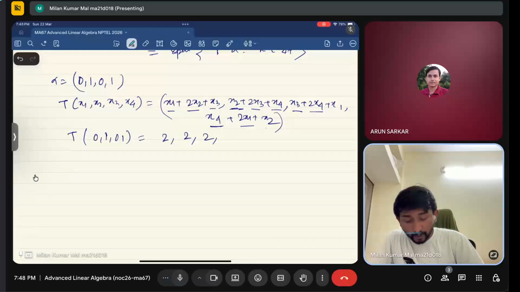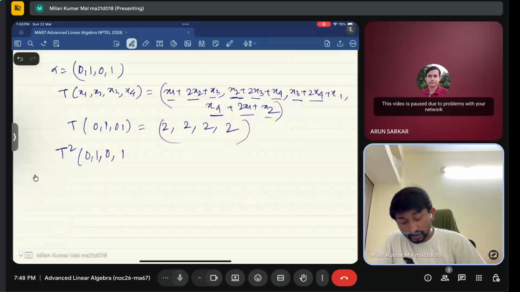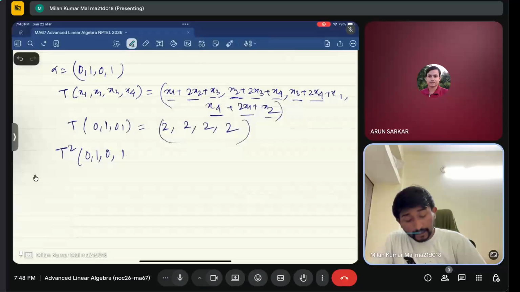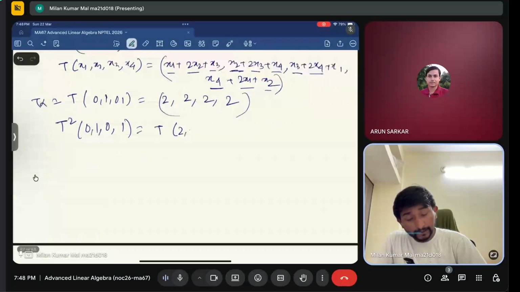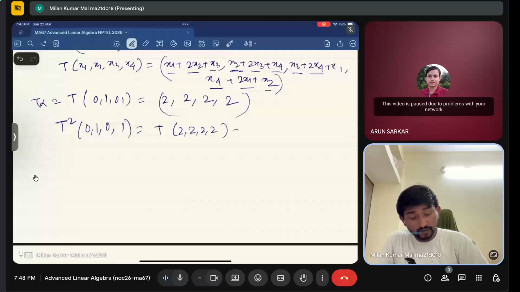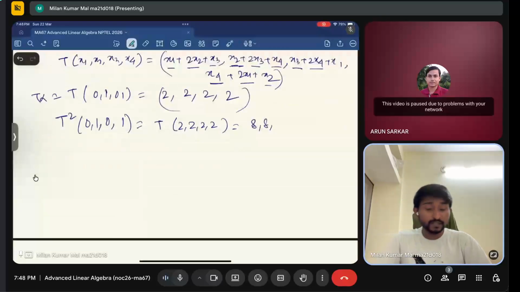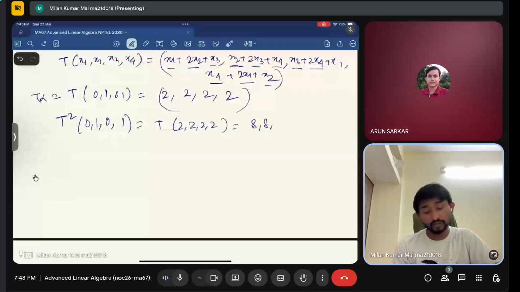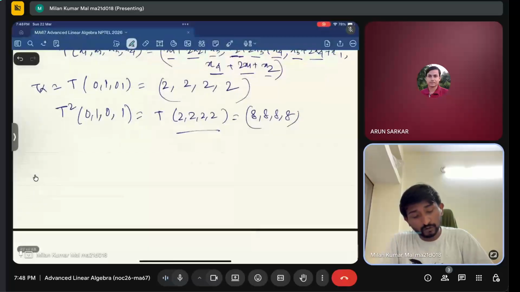Next, take 0 1 0 1, suppose this is alpha. This is alpha, and this is T alpha, and T squared alpha is equal to T of 2 2 2 2, that will be 2 plus 4 plus 2, that will be 8. Always it will be 8, because all the formulas are the same, just interchanging x1 x2 x3, and here x1 x2 x3 are the same. And this is exactly equal to 4 times 2 comma 2 comma 2 comma 2.